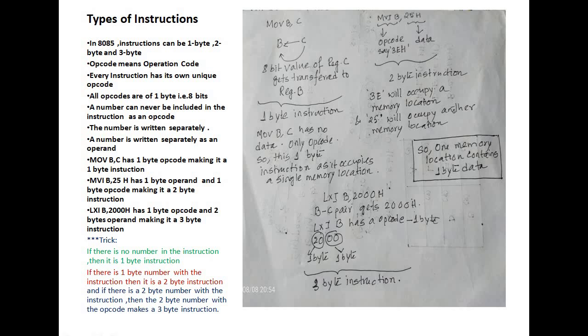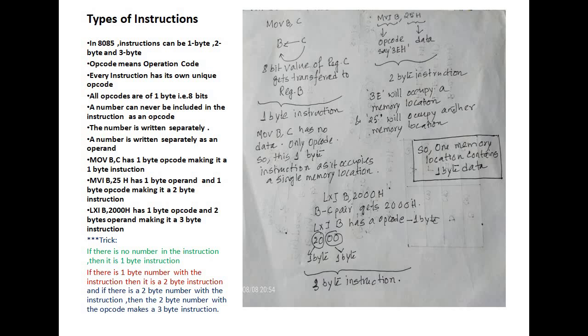Okay. Now all the opcodes are of 1 byte. Move B comma C. Let us take the opcode of move B comma C as 3E. I'll give you an opcode chart, then you'll understand. Every instruction has its own unique opcode. So move B comma C has a particular opcode.